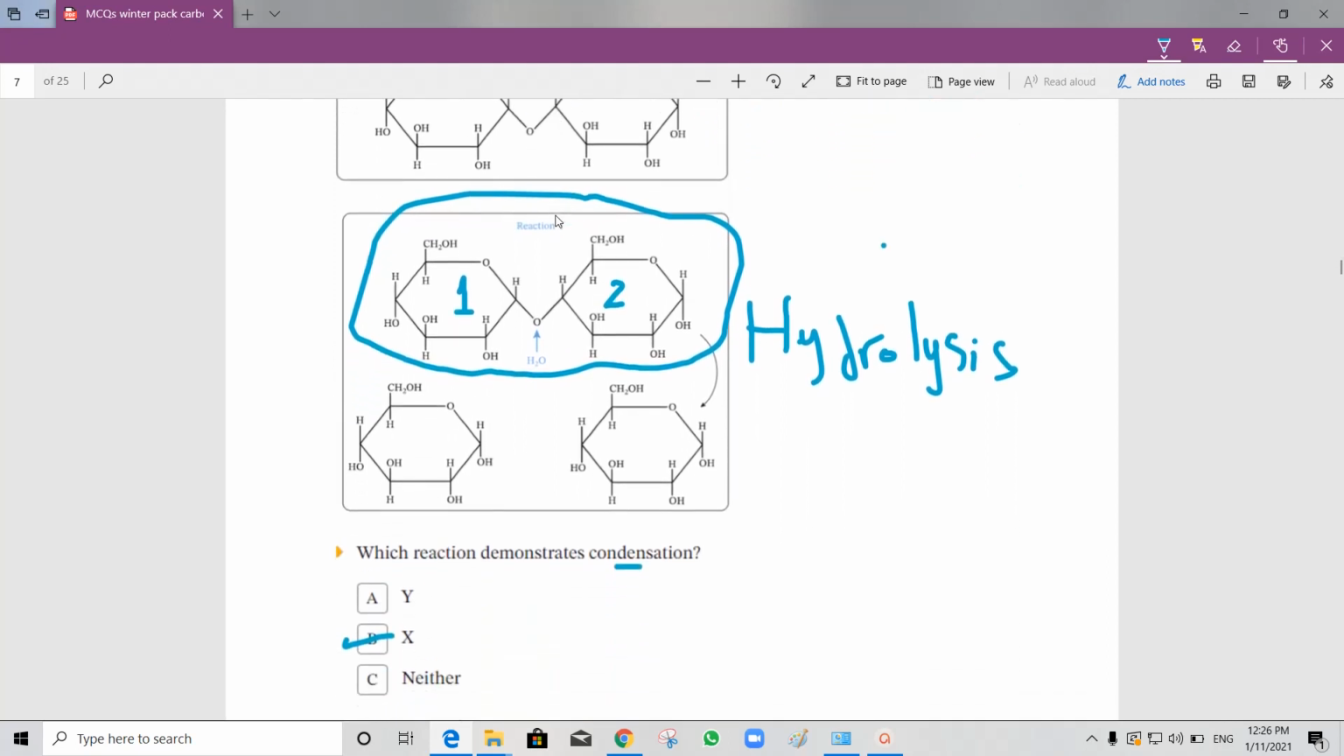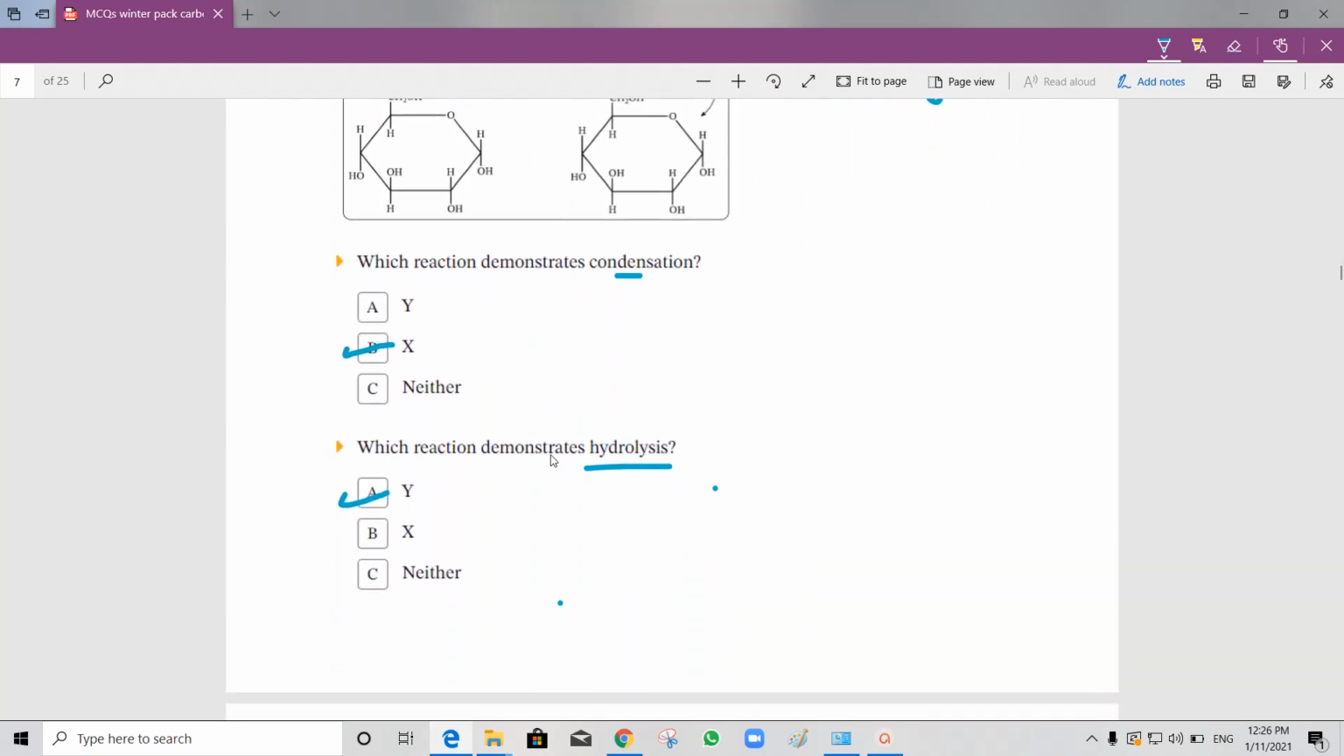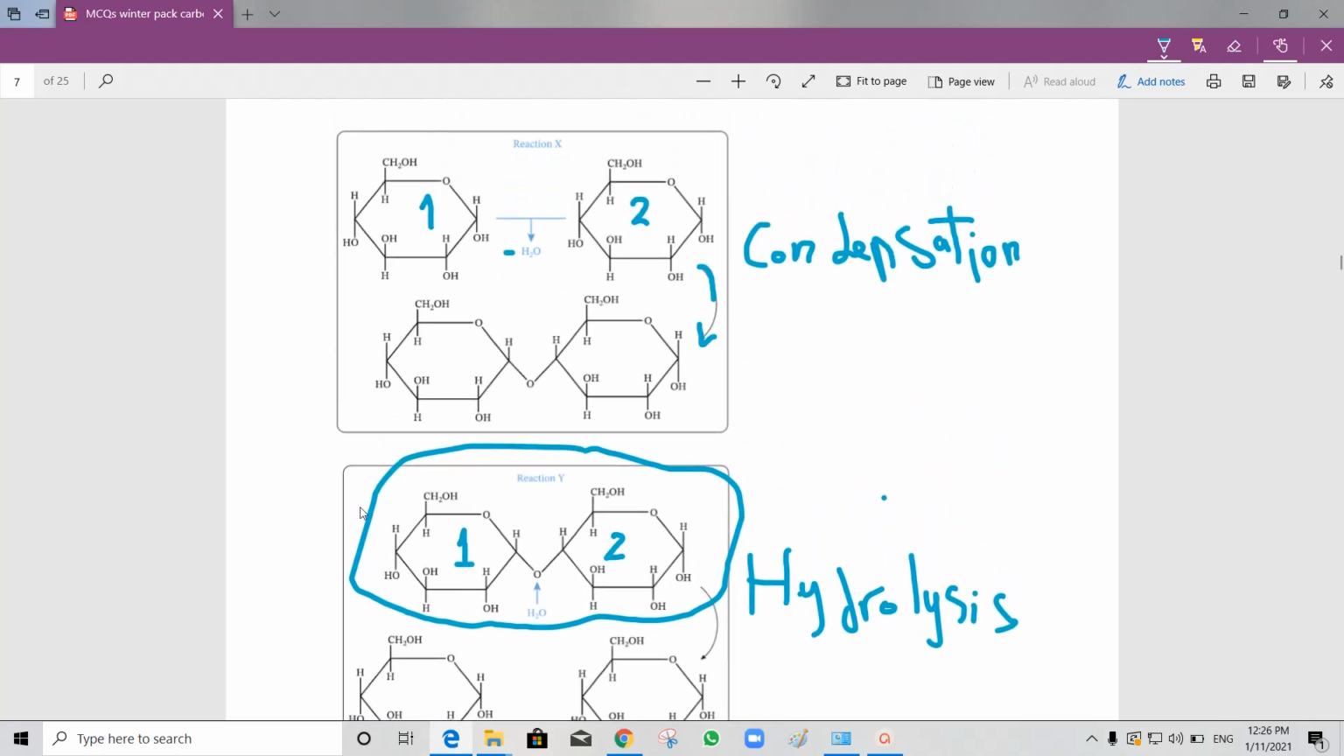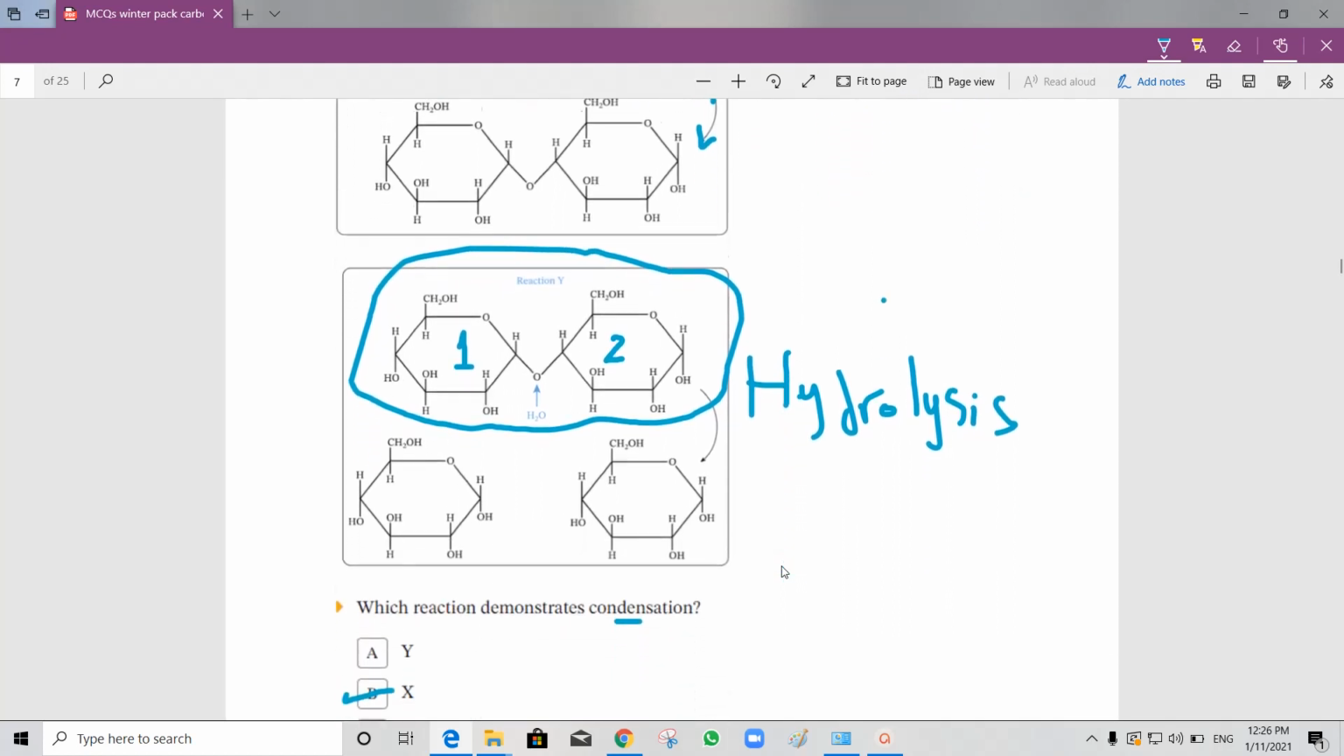What reaction demonstrates hydrolysis? Of course, Y. This one, because hydrolysis is breaking down by adding water. Condensation is making a polysaccharide or a disaccharide by removing water. Removing water in condensation, adding water in hydrolysis. Do not be confused. It is very easy.